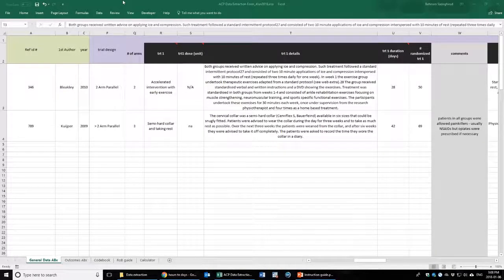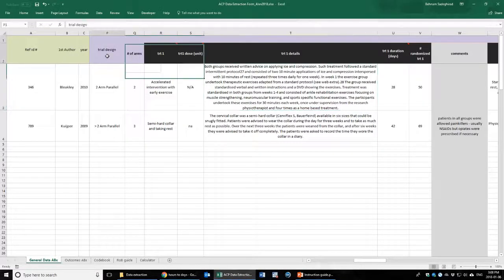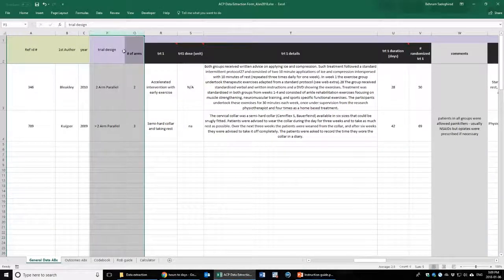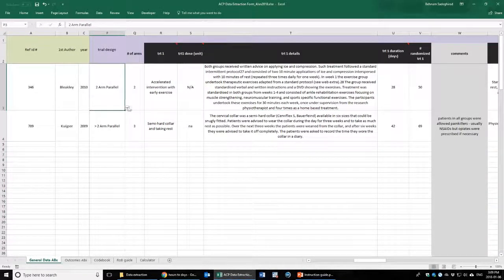Our next section is trial characteristics. First, note the type of trial and the number of arms. For type of trial, you will notice there is no option for a crossover trial, as these were excluded from our study. If you come across a crossover trial, please notify us.